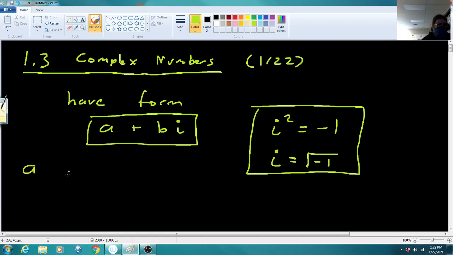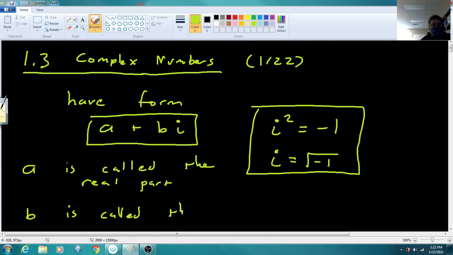Some vocabulary: a is called the real part, and the number that's paired with the i, in this case b, is called the imaginary part.